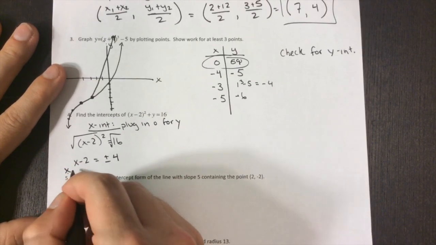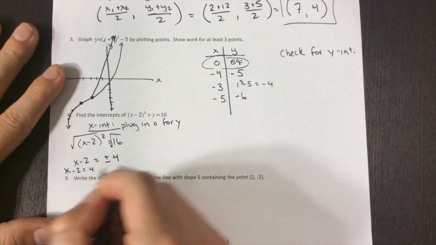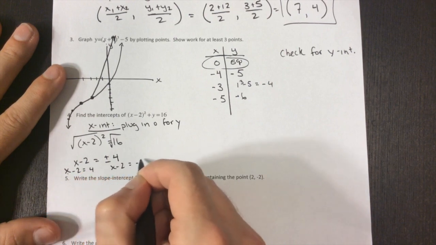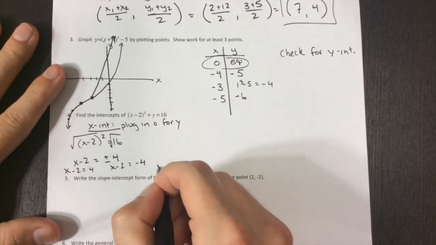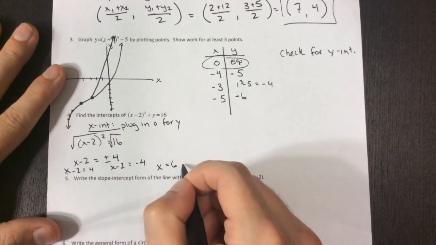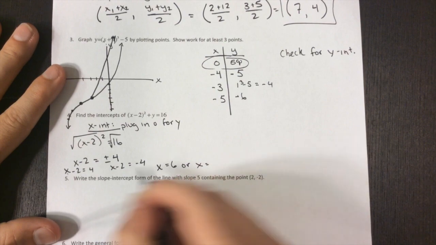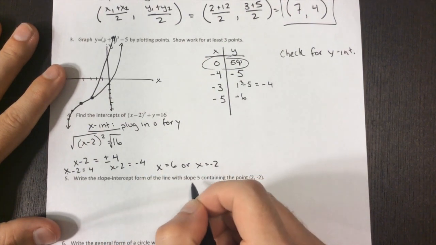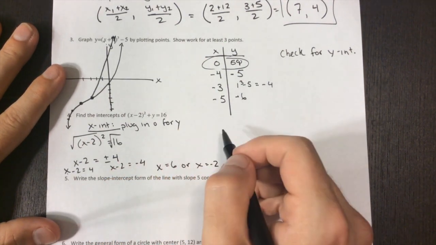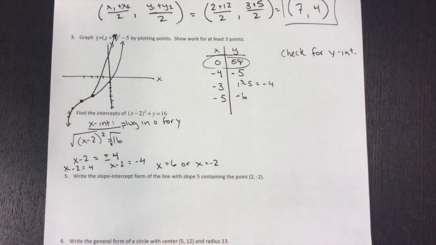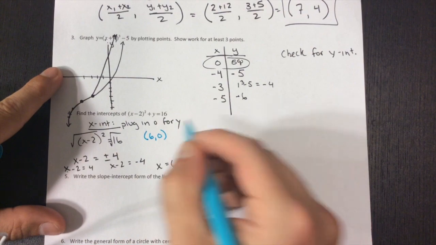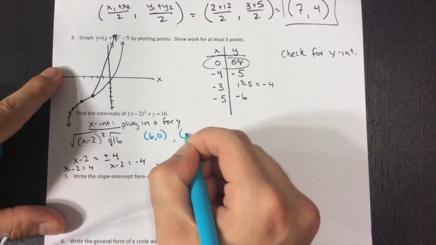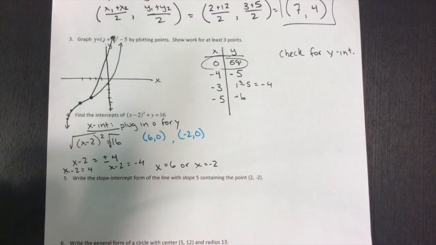So then I'm left with x minus 2 equals 4, x minus 2 equals negative 4. So my solution is going to be x equals 6 or x equals negative 2. And the ordered pairs that I get from there, I'll write those in a different color, are (6, 0) and (-2, 0).